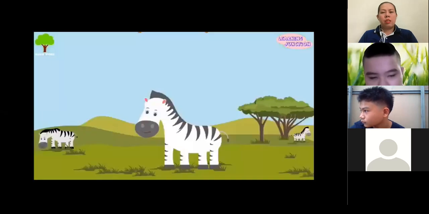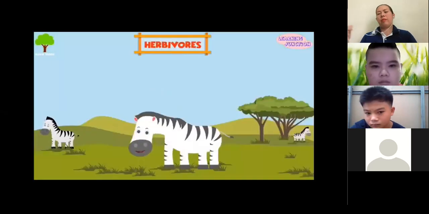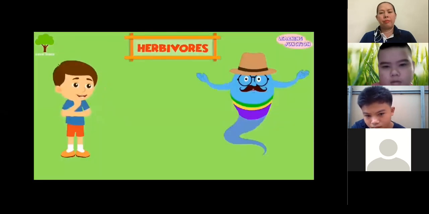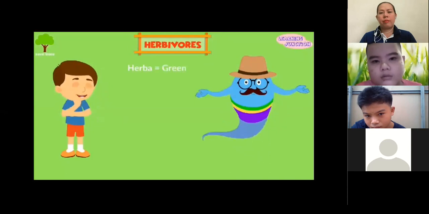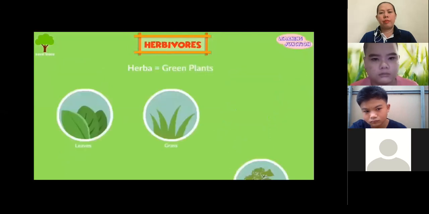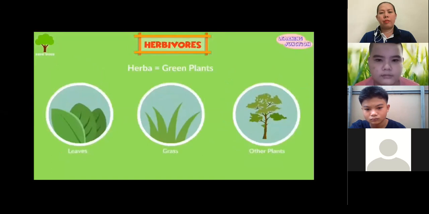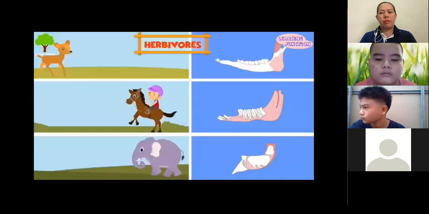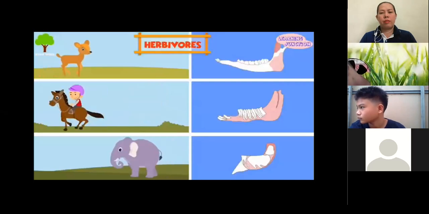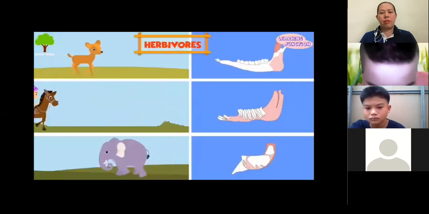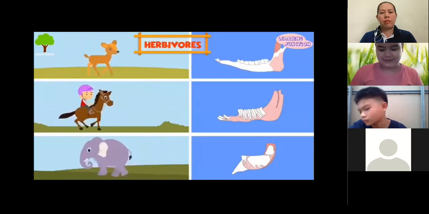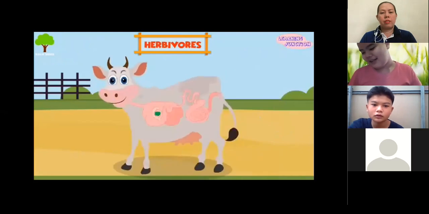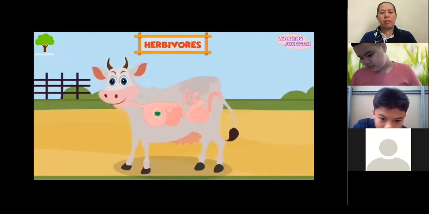Herbivores. These are the animals whose primary food source is plant-based. The name herbivorous comes from the Latin word herba, that means green plants, and that's what herbivorous animals eat all the time: leaves, grass, and other plants. Some herbivores, like deer, horses, and elephants, have teeth that are adapted to easily grind vegetable tissues. These herbivores have evolved different types of digestive systems capable of handling large amounts of plant material.